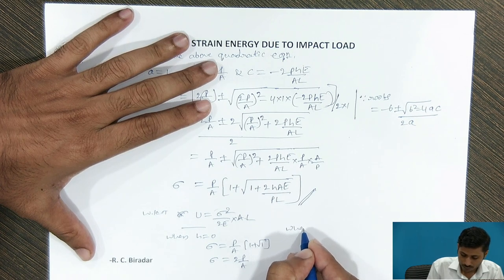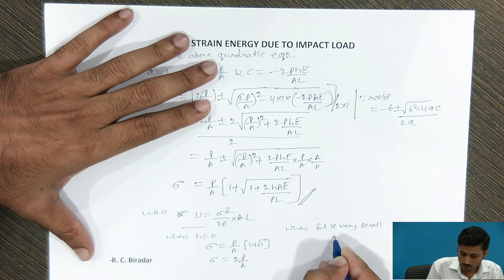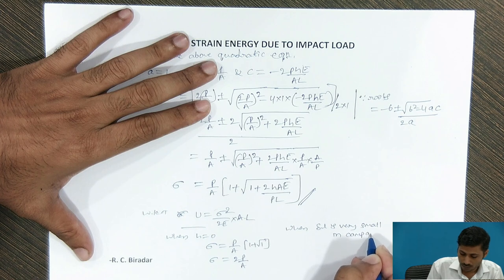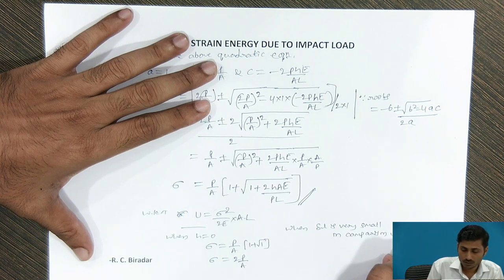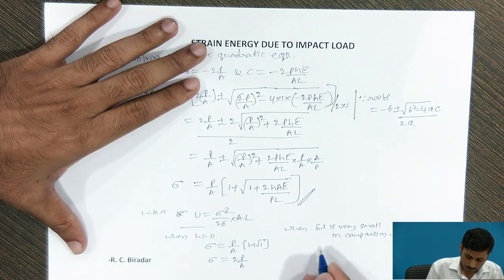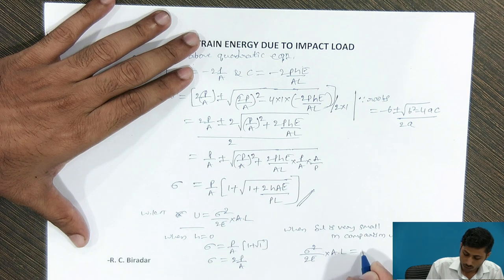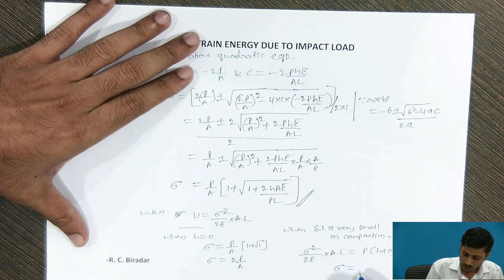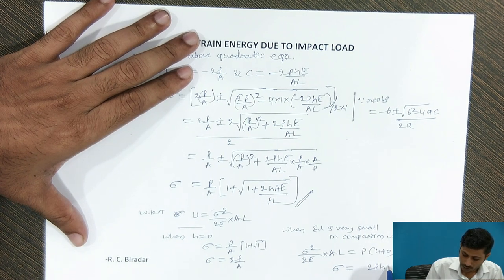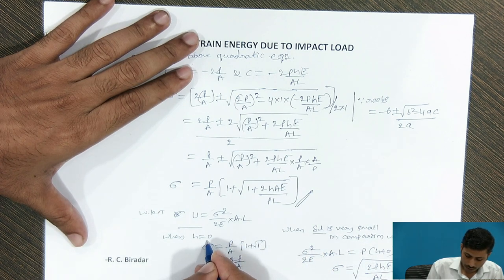And when delta L is very small in comparison with H, I can use sigma square by 2E into area into length equal to P into H plus 0. So it is equal to PH. So I can get sigma equal to square root of 2PHE divided by A into L. So this is the value of sigma when delta L is small.